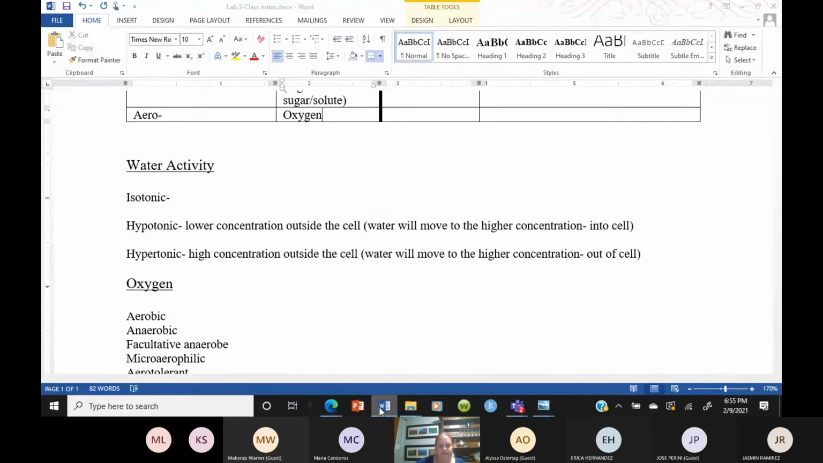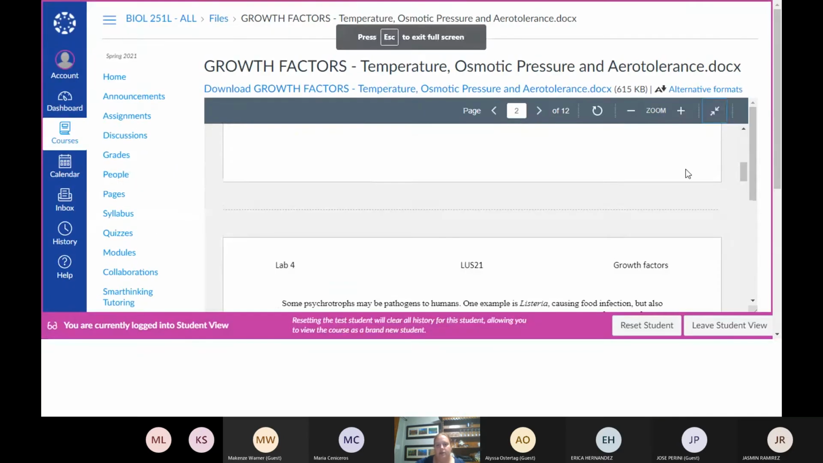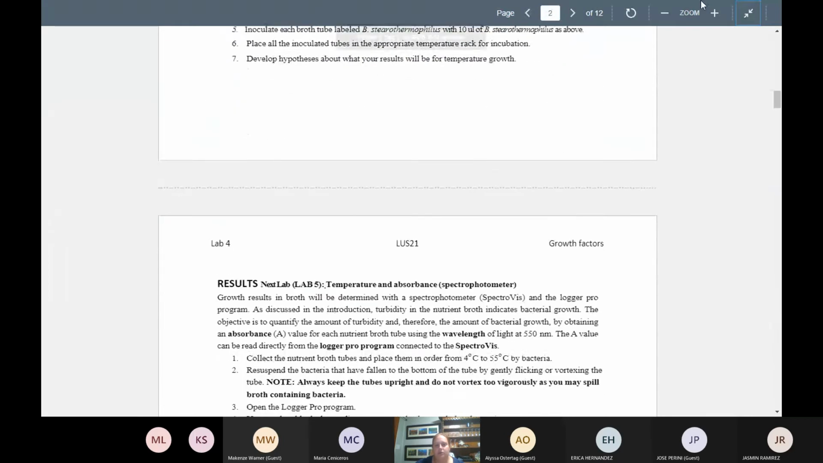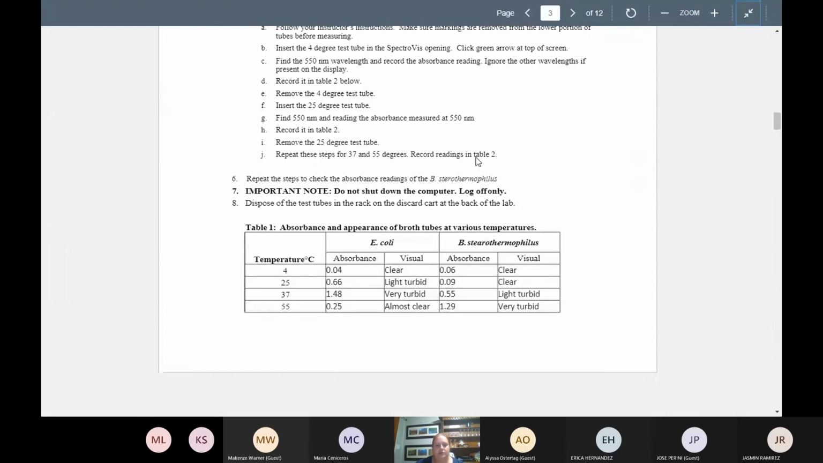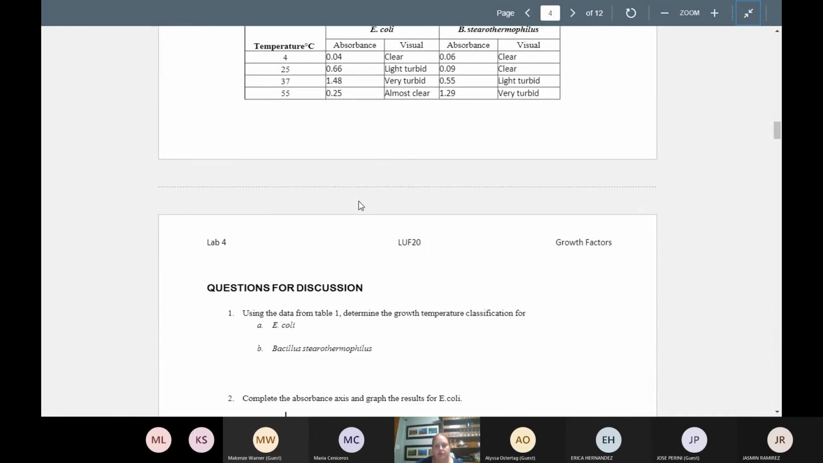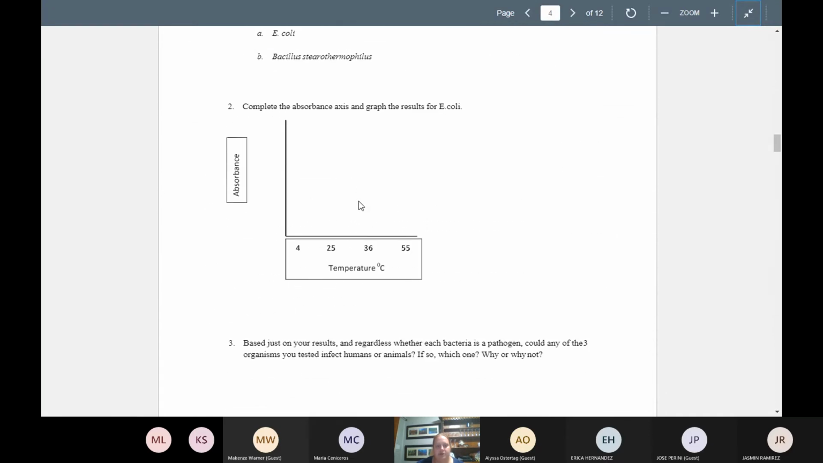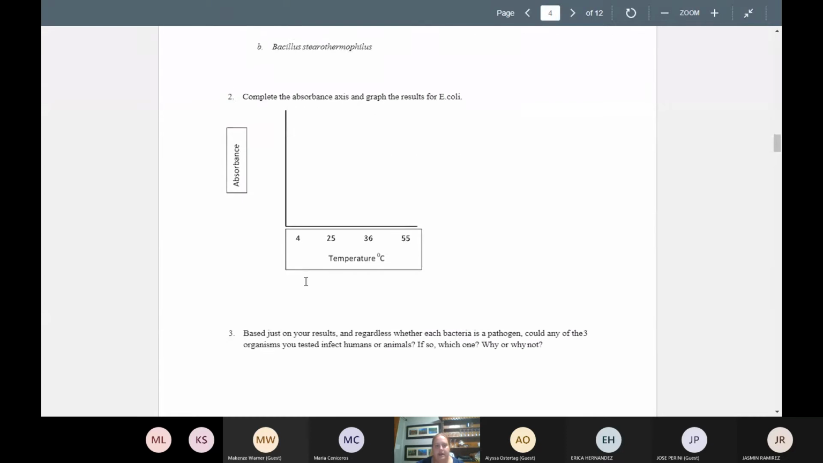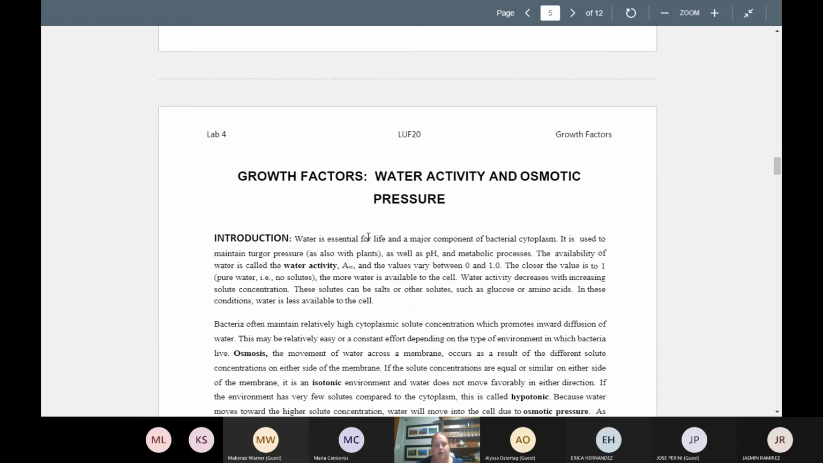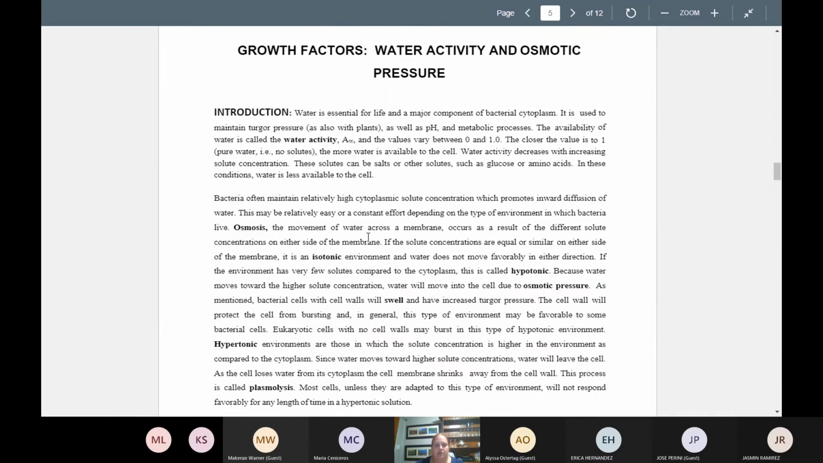So the next section in here we're going to be looking at, scroll down here. There's some formulated results from an experiment that you guys get to process and write out and interpret. So make sure that you're able to interpret temperature curves. The next one is going to be water activity.